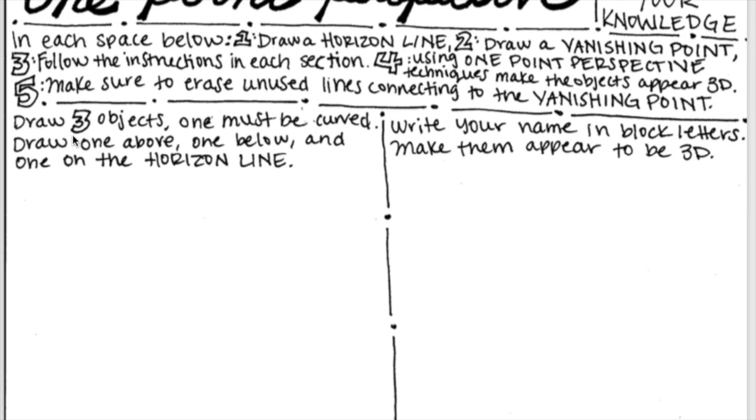In prompt A, it says draw 3 objects. 1 must be curved. Draw 1 above, 1 below, and on the horizon line. There's a video for that if you need help with that. Prompt B over here says write your name in block letters. Make them appear to be 3D. For prompt B, there's actually 3 videos that show you how to do this vertically, horizontally, and at a diagonal going back in space.